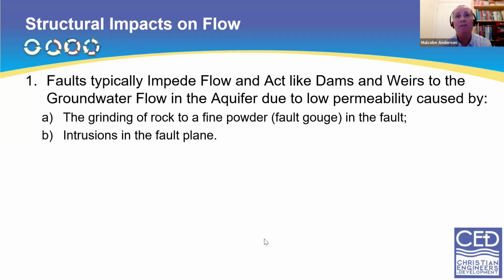So faults. Faults are really important because they impede flow and act like dams and weirs to the groundwater flow in the aquifer, due to the low permeability caused by the grinding of the rock in the fault itself. That produces a fine powder called fault gouge. And the other reason is intrusions in the fault plane.